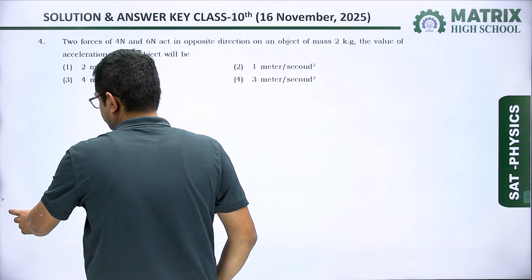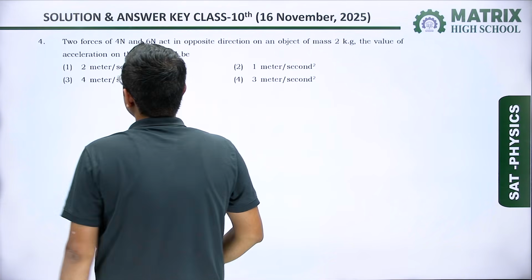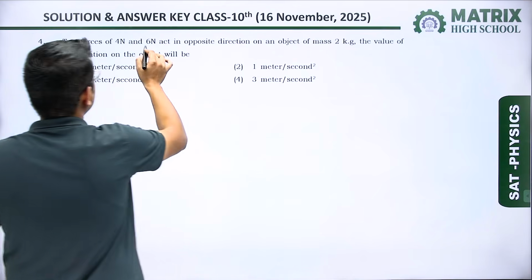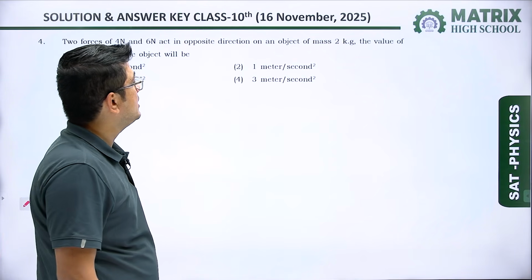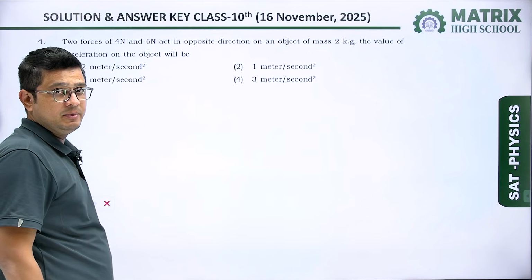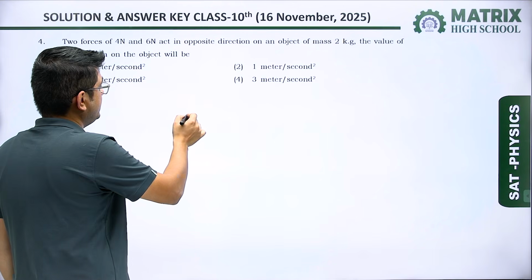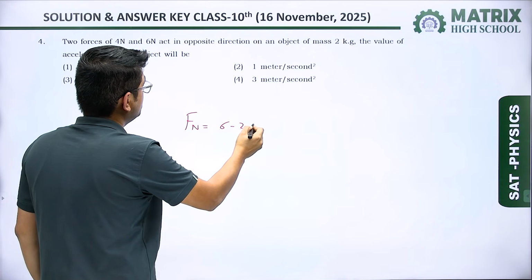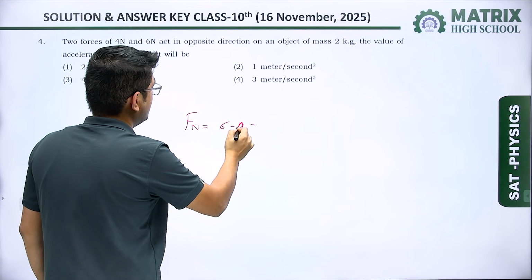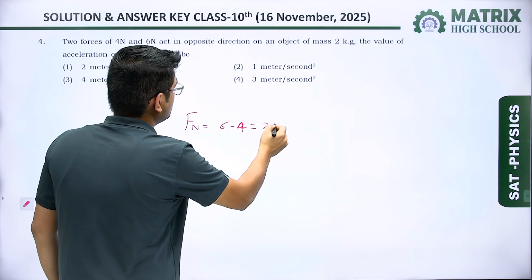Question number 4. In question number 4, it is said two forces of 4 Newton and 6 Newton act in opposite direction on an object of mass 2 kg. The value of acceleration on the object will be. So first of all, we should find the net force, that is 6 minus 4, which is equals to 2 Newton.